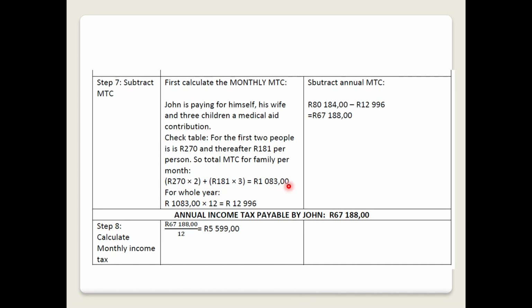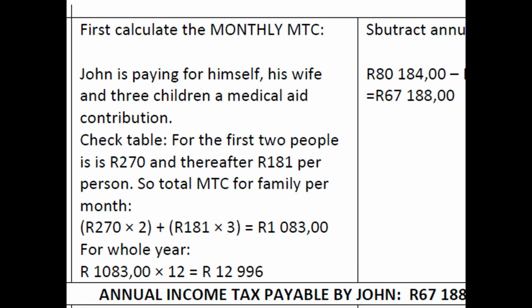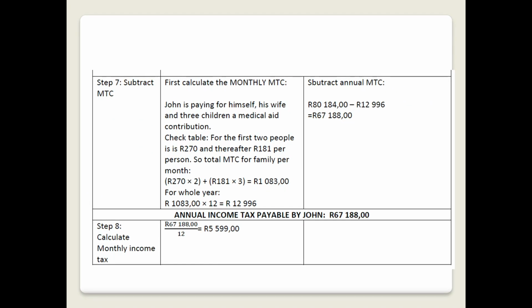So let's go to the calculation. There's the calculation. It's 270 times 2 for him and his wife. And there are 3 children, that's why we are saying 181 times 3. And remember, it is 1,083 Rand for a month. So we need to work out for the whole year. We multiply that by 12, and it's 12,996 Rand.